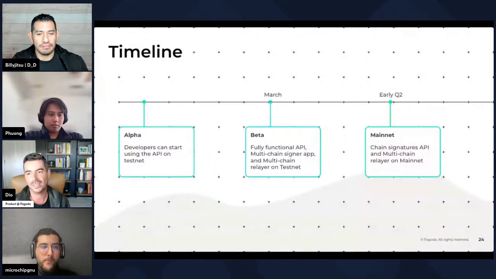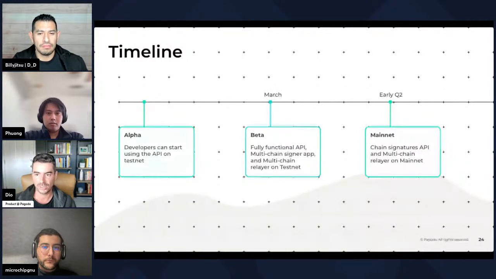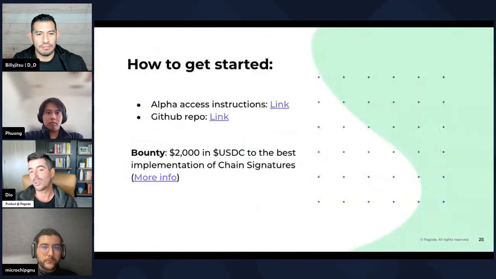Maybe it's going to be delayed by a bit because of the audits, but that's our plan. Mainnet, and when we talk about mainnet launch, we talk about chain signatures API, multi-chain relayer, and the signer app. So everything will be available on mainnet. Now you can get started today.